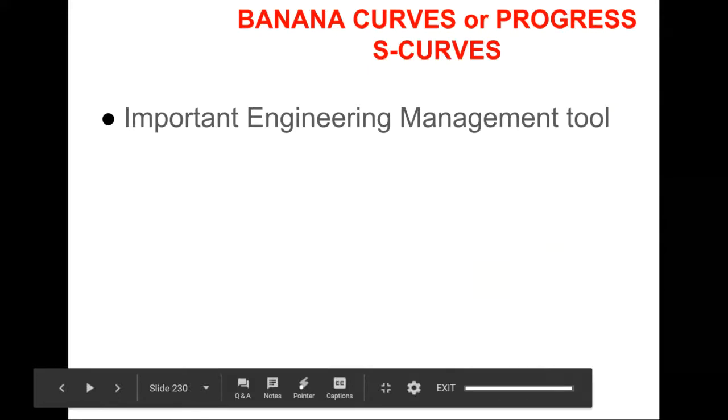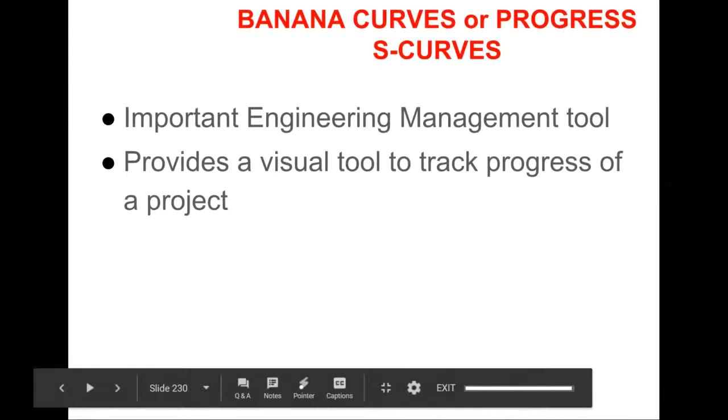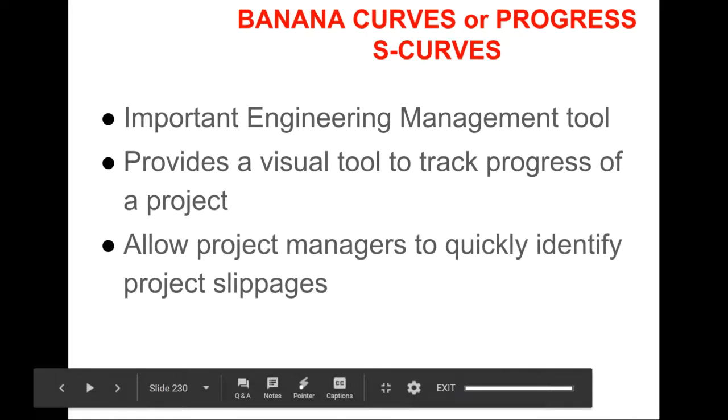Secondly, they provide a visual tool to track progress of a project. Very often when you're managing portfolios of projects, it may not be possible for you to go into the nitty-gritty details of every single task involved in a project. So having a look at the progress curves gives you a better idea. You can have a look at a number of different projects taking place and how they are progressing, and it allows project managers to quickly identify project slippages.